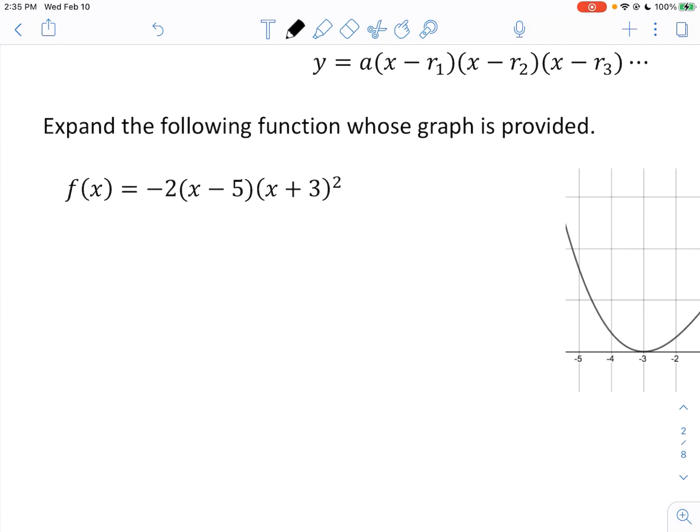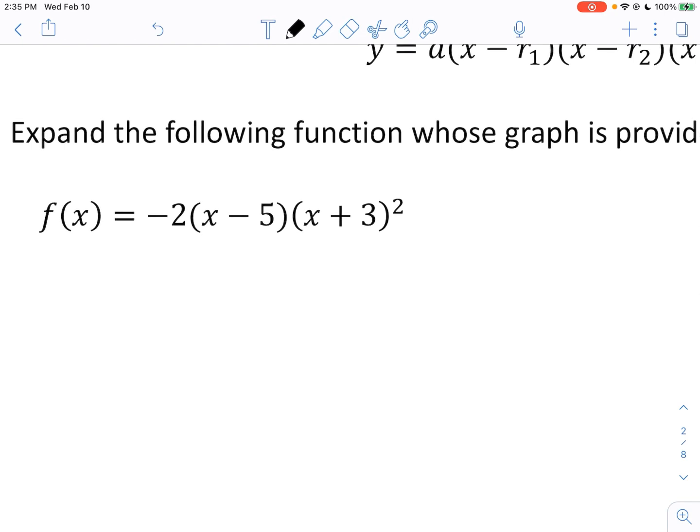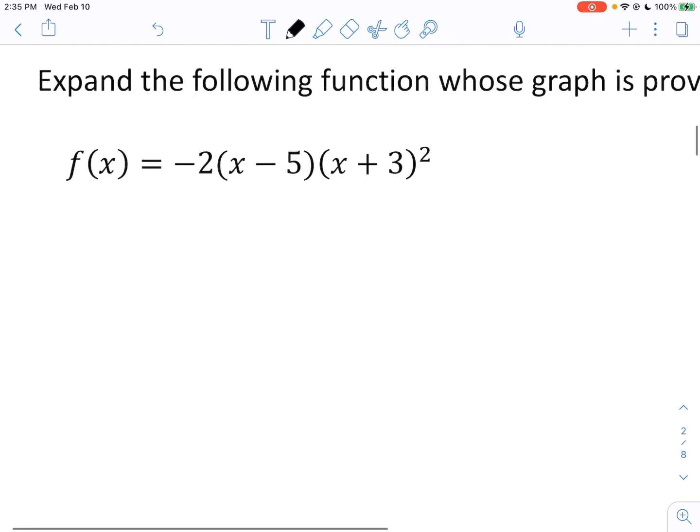I didn't have to put that square there. I could have put another x plus 3. But since they're the same, just combine them together and say x plus 3 squared. Now, we're going to expand this. This just means multiply it all out. And I'm going to do the square part first.